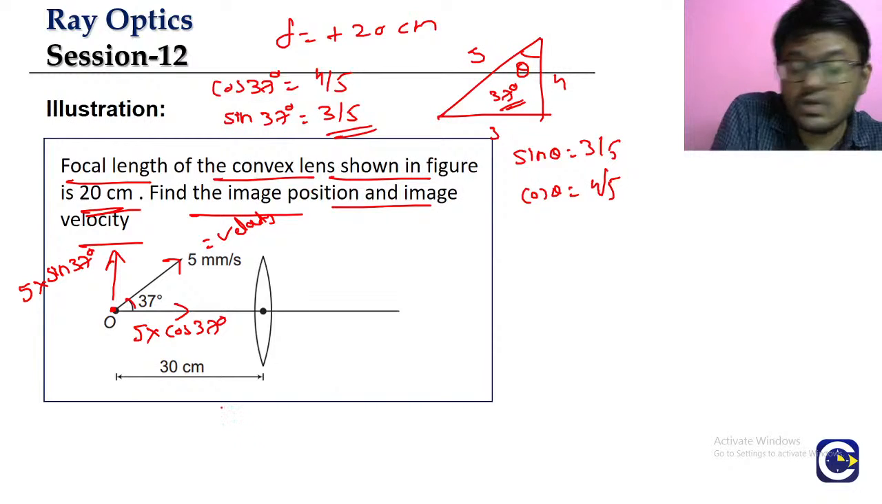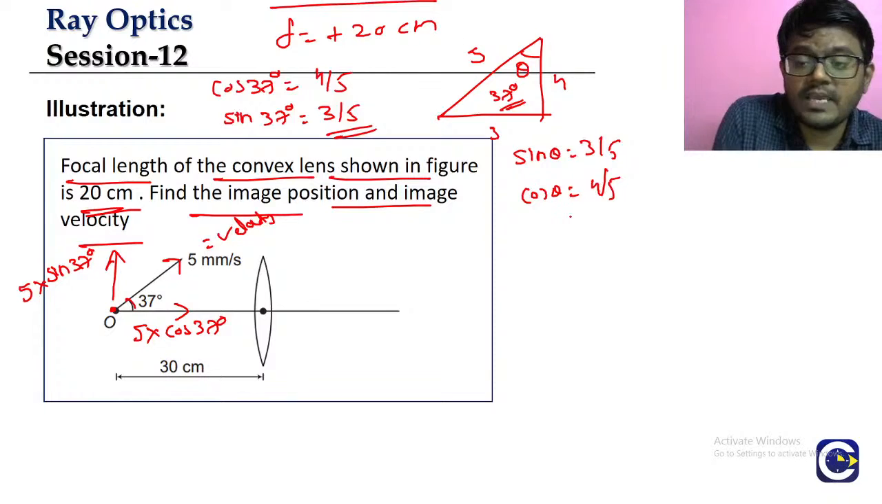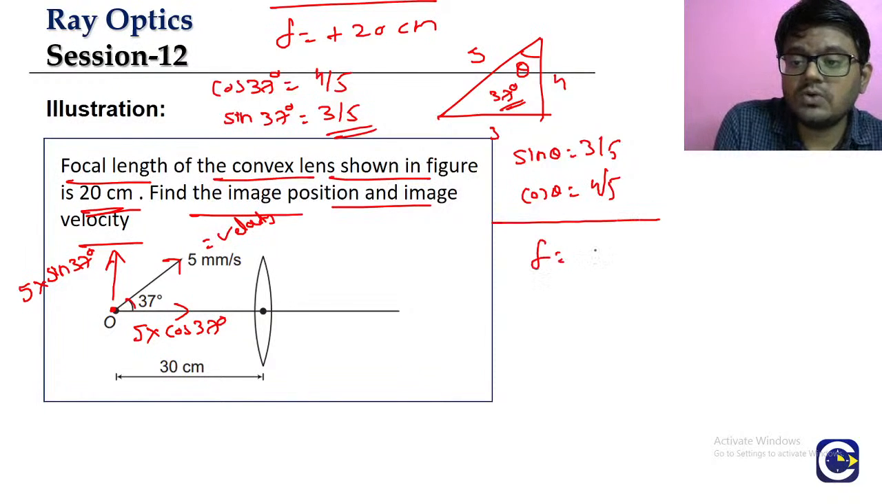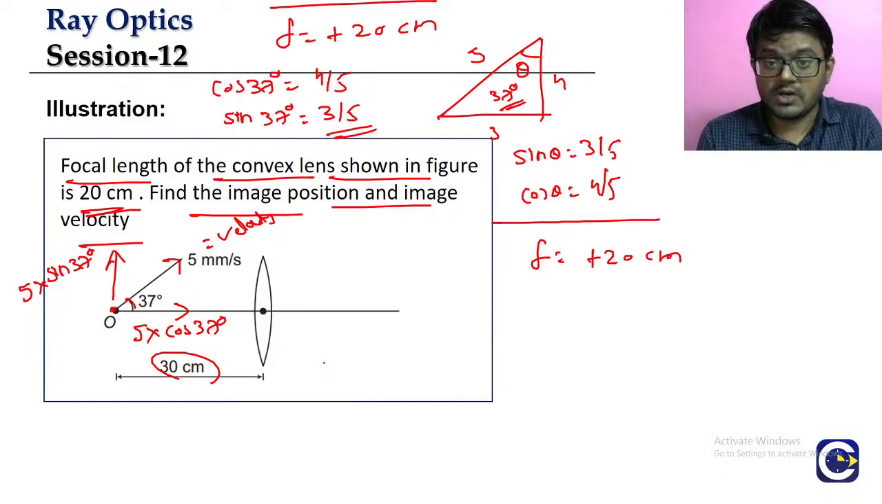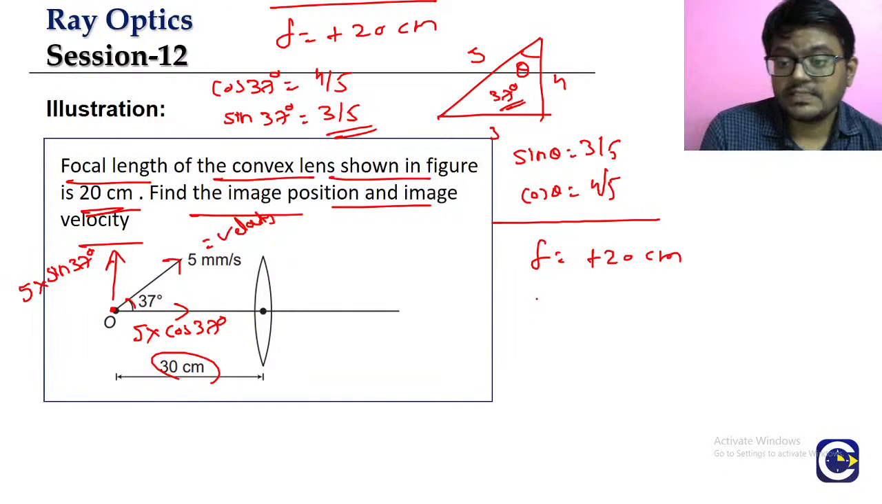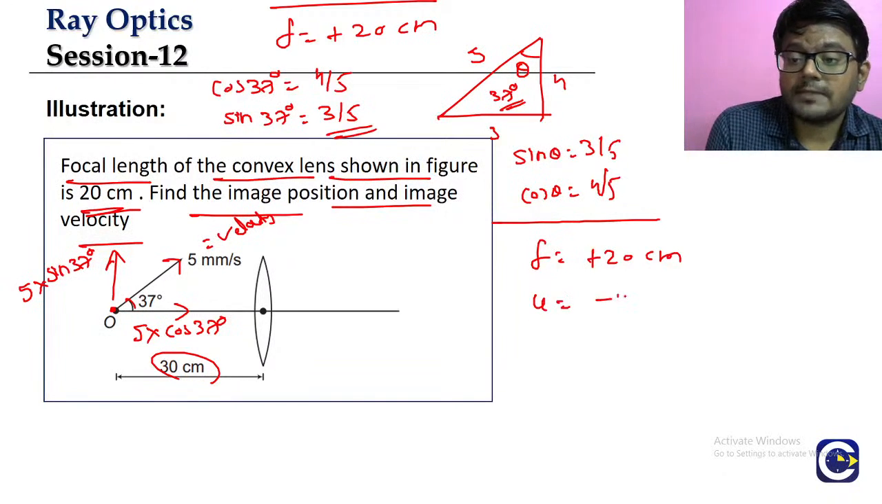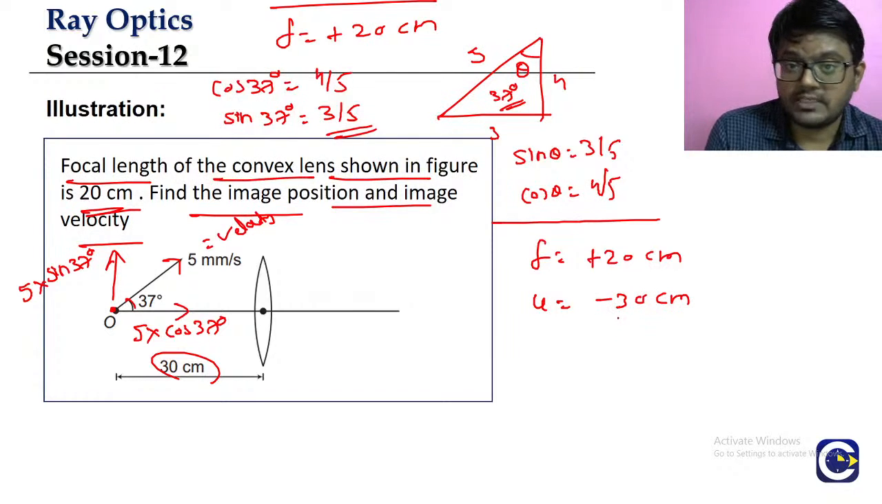Okay. Now let us come to this question. So here we have the focal length. f is equal to plus 20 centimeters. And where is the object? Object always we are keeping on the left side of the lens, right? Which means u will be equal to minus 30 we have to take.